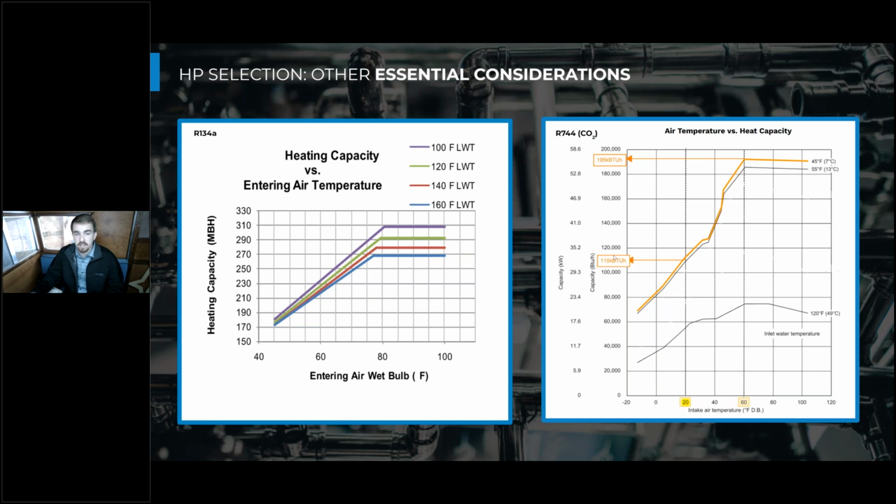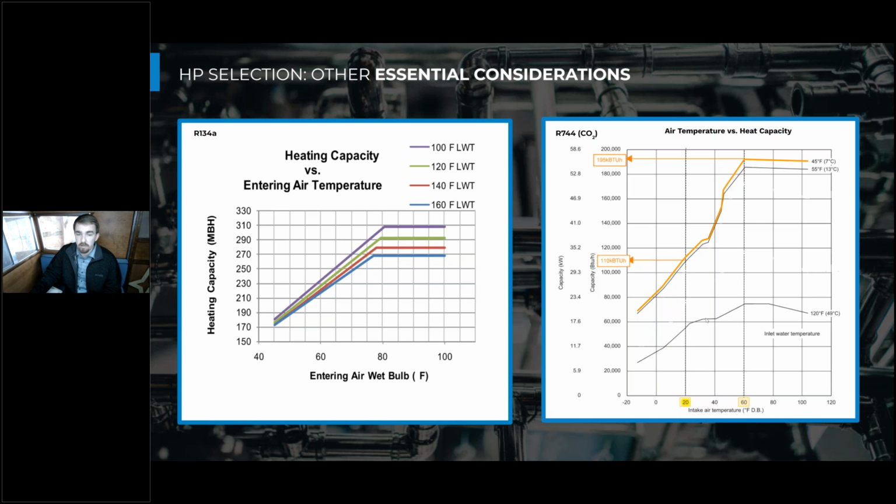And you also have to consider the entering water temperature that these heat pumps will see. So here's a CO2 performance graph, and what you're seeing here with these three different lines are three different entering water temperatures that the heat pump will see. So if you're in a design where you see consistently high entering water temperatures, maybe it's being preheated by some sort of process, you really need to take that into consideration when it comes to how many BTUs you're relying on out of this equipment.